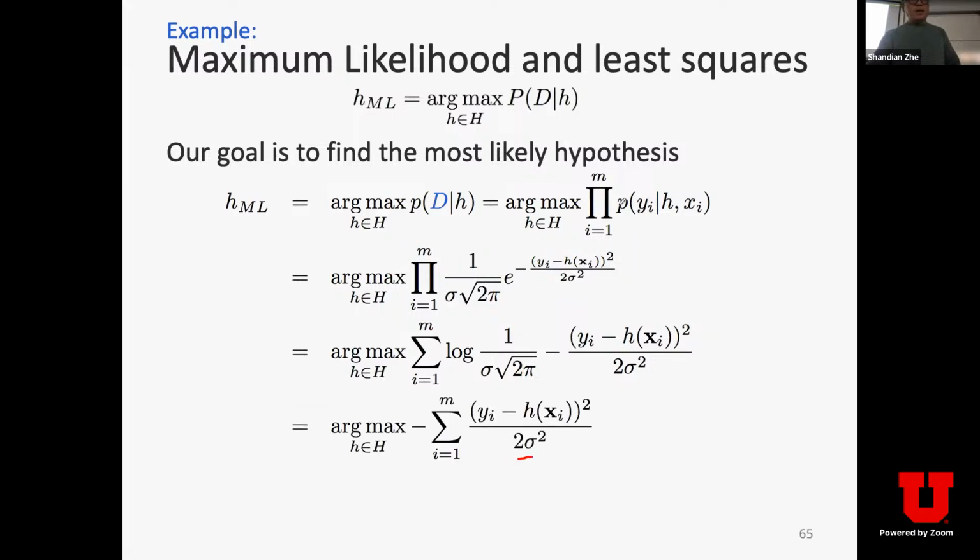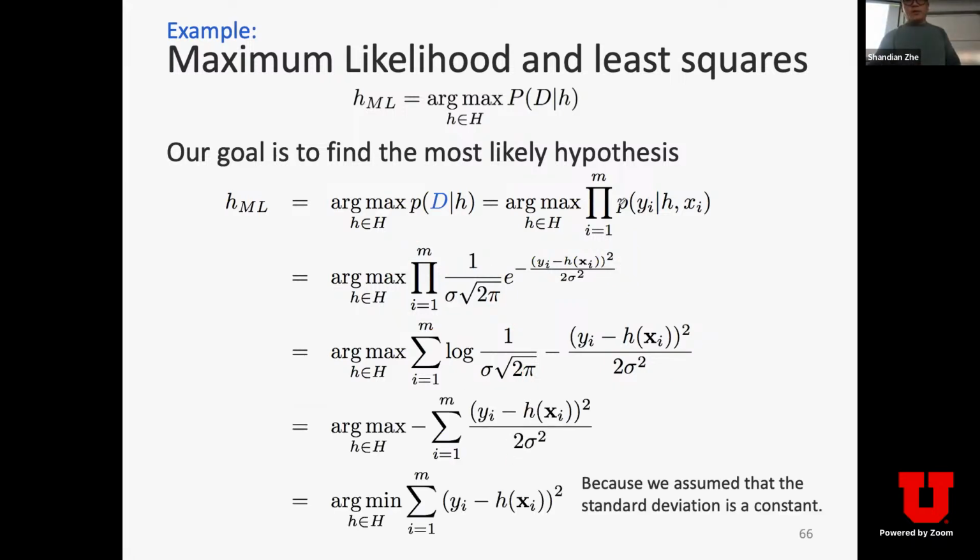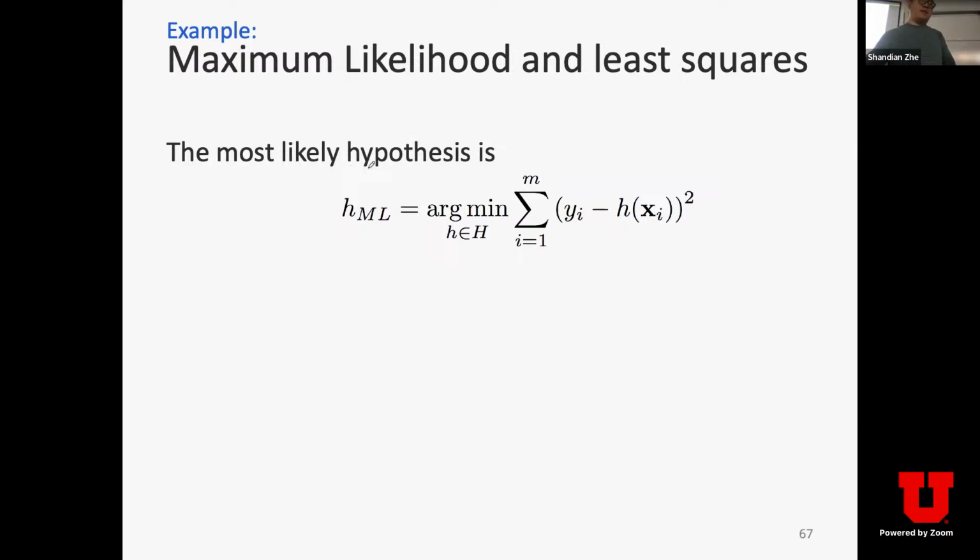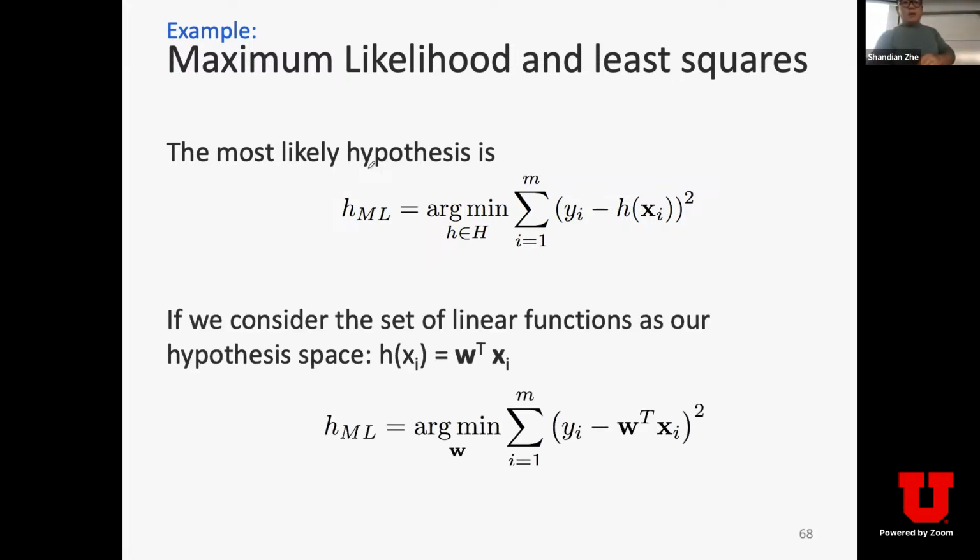Going back, we found that after taking the logarithm and throwing out a bunch of constants, the most likely hypothesis, or the best hypothesis, is actually the one that has the minimum square loss on the training data. And if we further give some detailed design of the hypothesis space, for example, I choose my hypothesis space to be linear functions, that means each H is represented as a linear function of the input feature vector xi. Now, we substitute the form of the hypothesis into our maximum likelihood estimation.